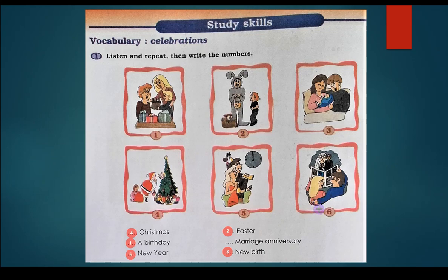Now, the sixth and the last picture. Of course, this picture shows a marriage anniversary. Because we can see a married couple, they are looking at the picture of their marriage, so they are celebrating their marriage anniversary.